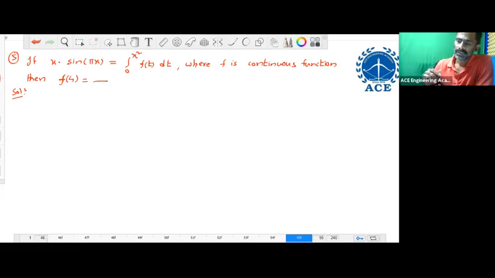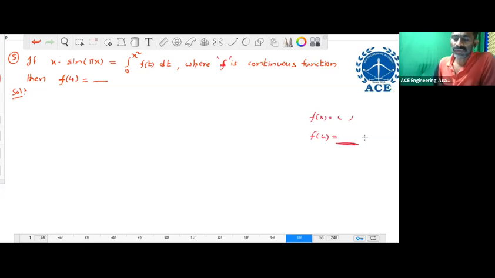It is a problem. This f is a continuous function, and then f of 4 equals. That is, we are asked to find the function value at 4. If you know f of x equals something, then we can find f of 4 by replacing x with 4, so that we can get the value.